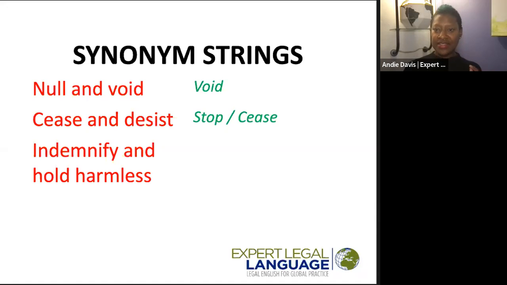However, on cease and desist, I want to acknowledge that there is, of course, such a thing as a cease and desist letter, which, for example, an attorney might send to stop someone from infringing on a copyright. In that case, cease and desist as a letter, as a form, an instrument, has become a term of art. So this is not an example of a synonym string. Try saying that fast 5 times. Cease and desist in that case is okay because you're referring to a specific instrument. But for other contexts, it'll usually be better to avoid a synonym string if you can.